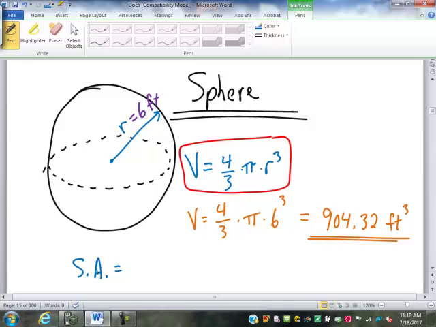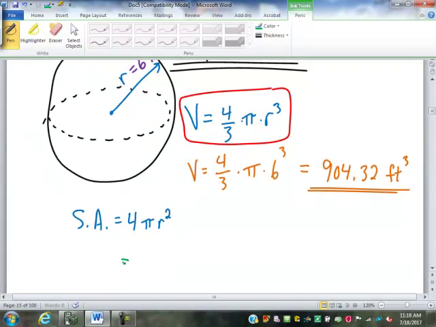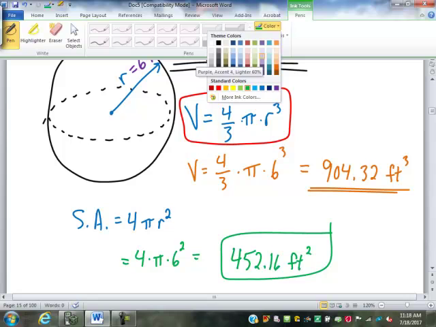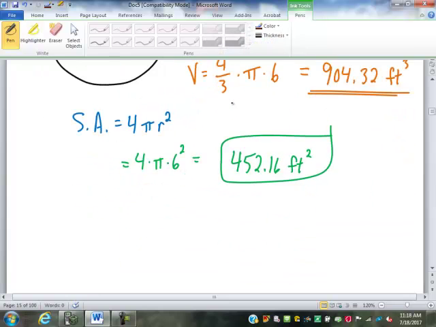The surface area of a sphere is 4 times pi times the radius squared. So for this shape, it's 4 times pi times 6 squared. Otherwise known as what, 452.16? Perfect. Square feet. Well, that's a lot easier than the other surface areas.